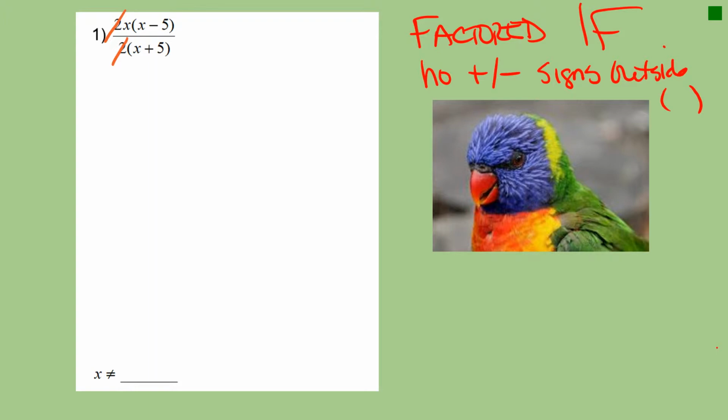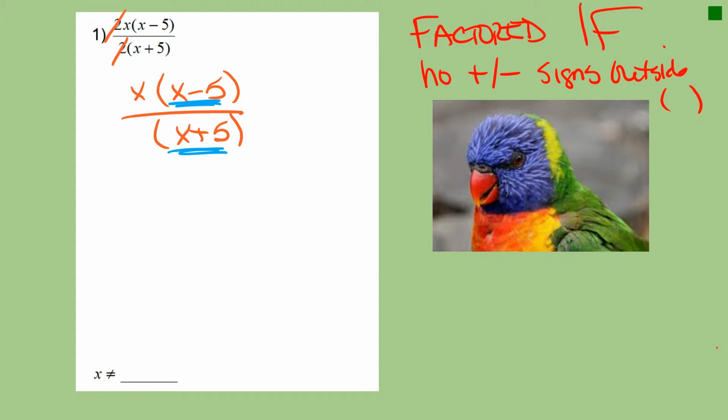So what do we have left? We have x times x minus 5 over x plus 5. We can't cancel anything else. Some people might say, but there's an x on top and an x on the bottom. True, but they are not like factors, because that x plus 5 has to stay together, and that x minus 5 has to stay together. The stuff in the parentheses cannot be separated. You are best friends. You stay together.